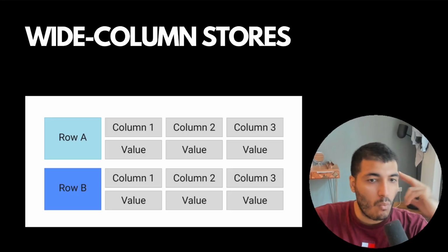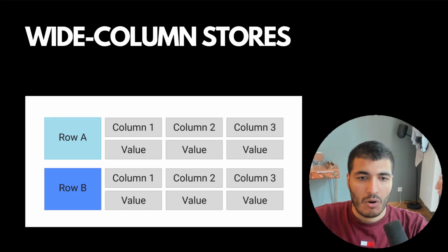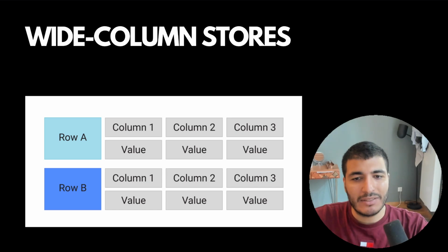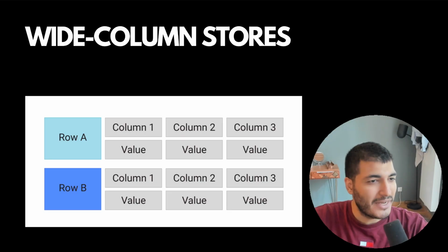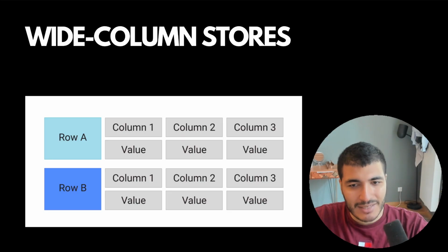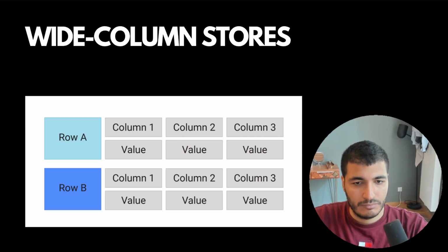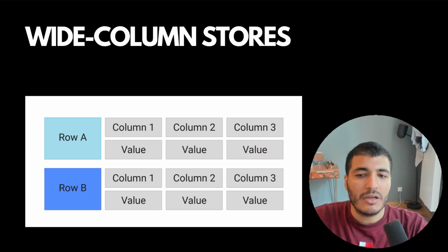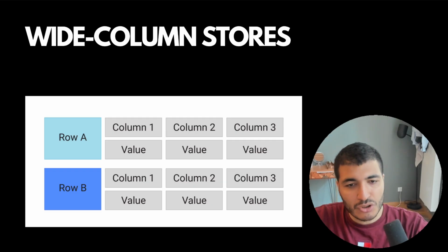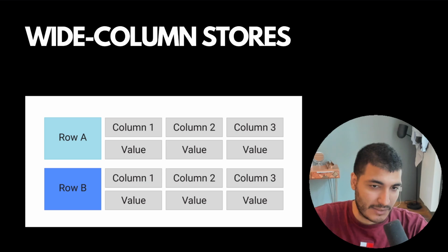Next, we have wide column store. Wide column stores are NoSQL databases optimized for handling massive amounts of data spread across many machines. They organize data into tables with flexible and dynamic column structures, meaning different rows can have different sets of columns. They excel at high write throughput and real-time data processing. Their eventual consistency model prioritizes availability and partition tolerance over strict consistency.